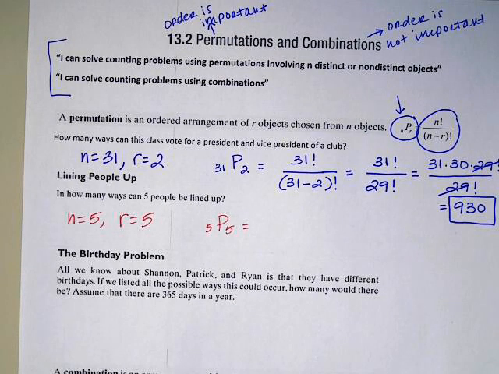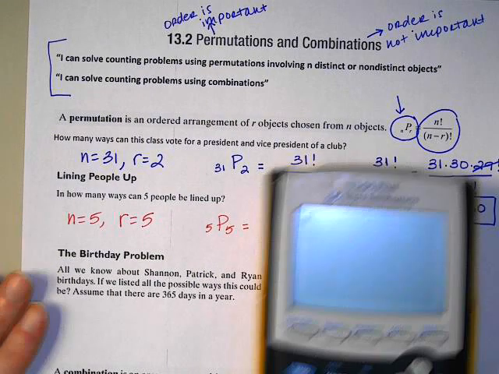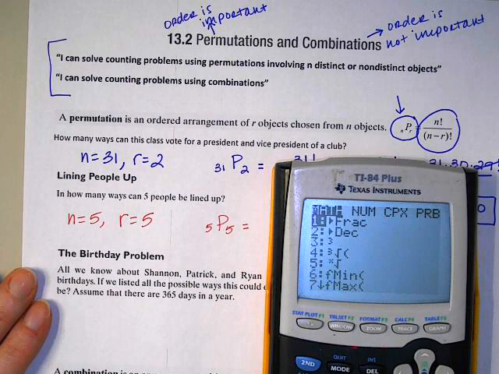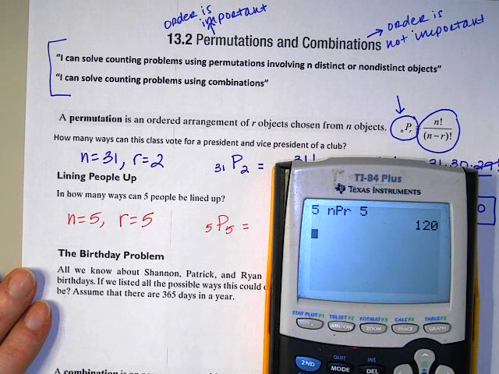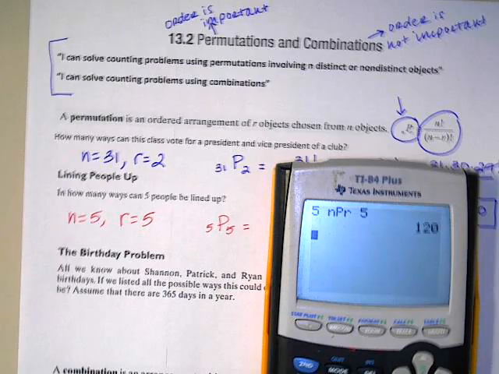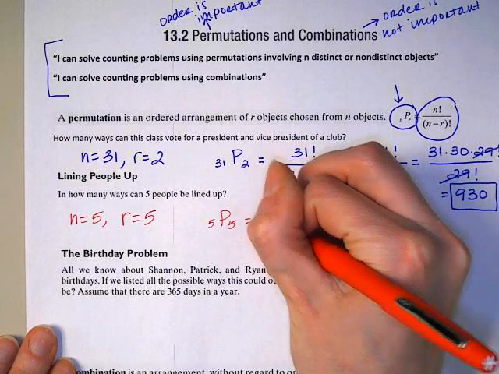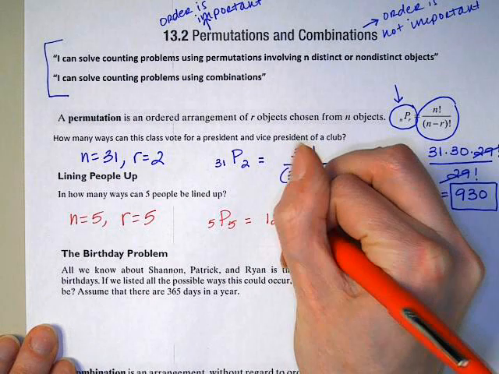Turns out whenever they're the same number, actually, let's type this in. 5 math, go to probability, option number 2, hit 5 again, you end up getting 120. But feel free to do it whichever way you want.